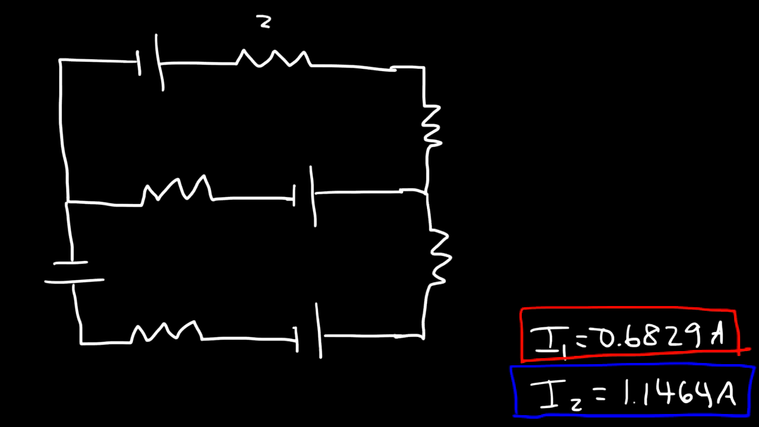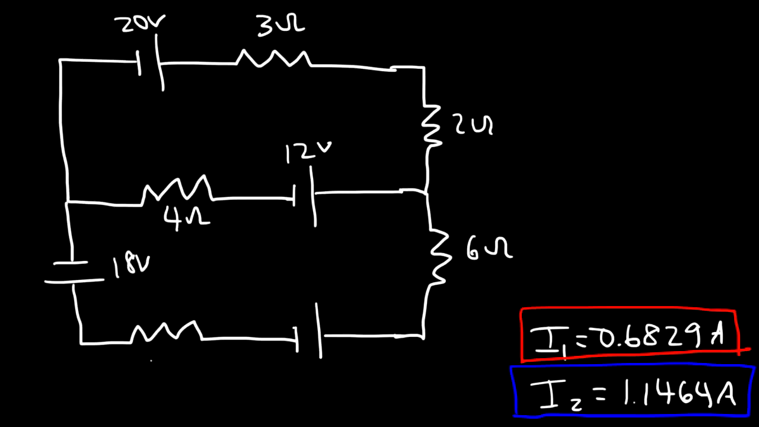So we said that this was 3 ohms, this was 2 ohms, and this is 6 ohms, and this is 4 ohms. Here we have a 20-volt battery, a 12-volt battery, an 18-volt battery, and this is 10 ohms, and this is a 6-volt battery. So at this point, what I want you to do is to calculate the potential everywhere.